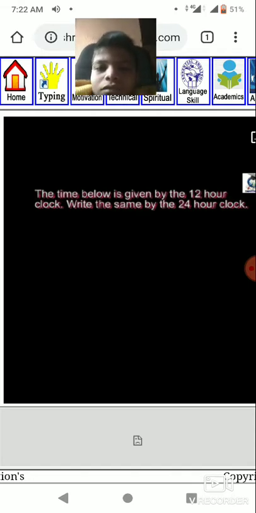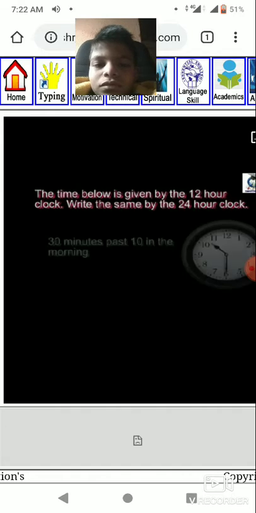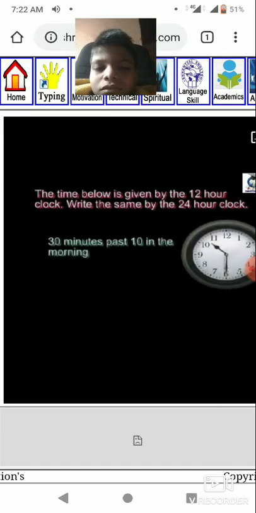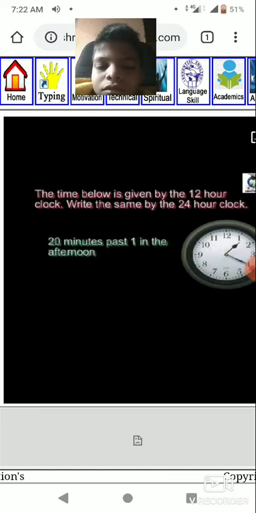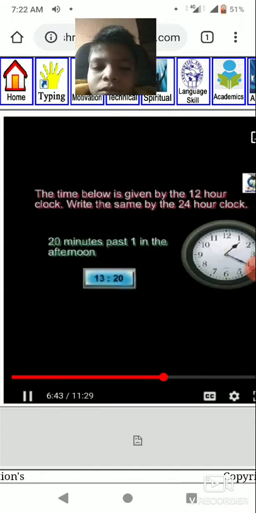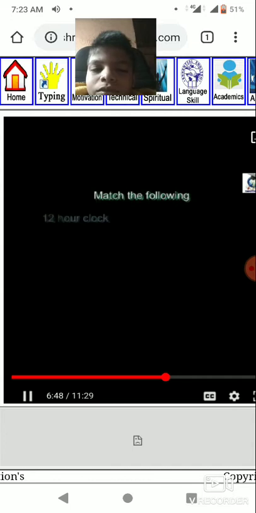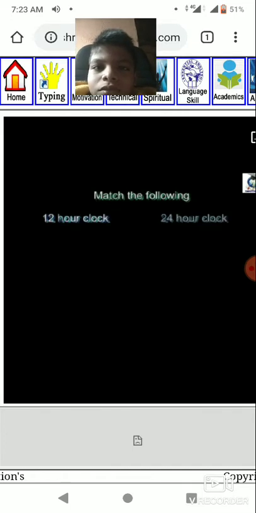Now the time below is given by the 12-hour clock. Write the same by the 24-hour clock. 30 minutes past 10 in the morning: 10:30. 20 minutes past 1 in the afternoon: 13:20.